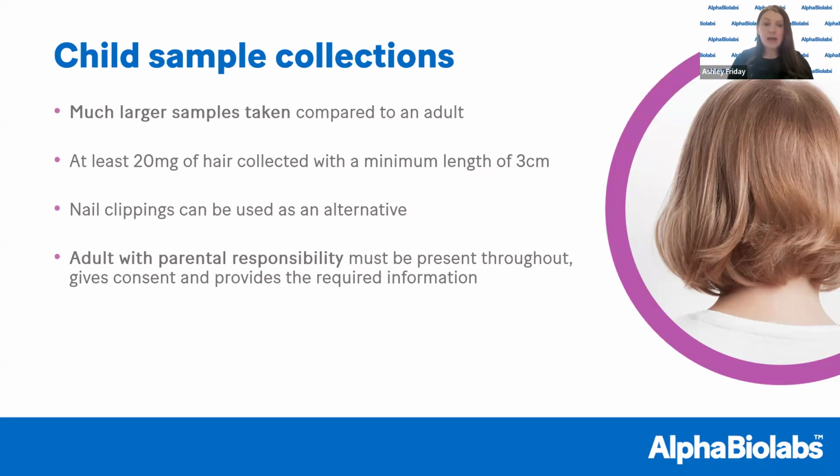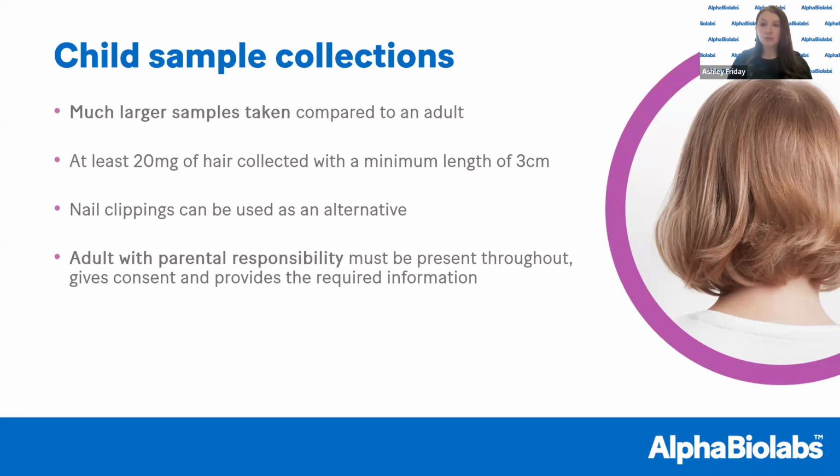This also means that an adult with parental responsibility must be present throughout the process. Now, they don't need to sign PR. We can obtain that prior to the appointment, either via an interim court order or a consent form sent to another parent, if that's who holds PR for the child.